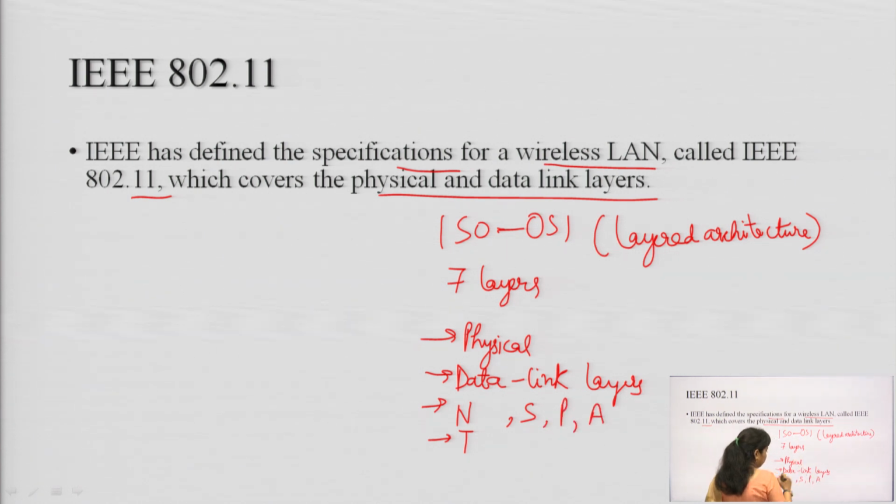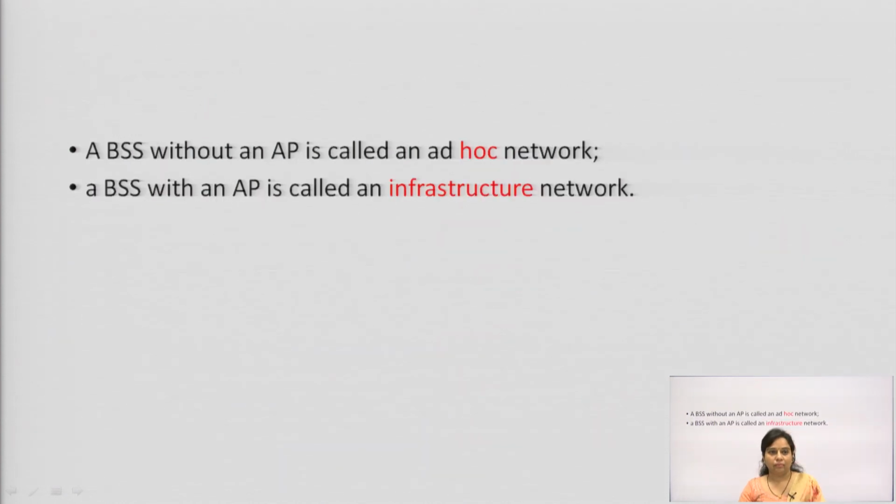So, these are the 7 layers described by the ISO OSI model, and after this OSI model, these 7 layers are reduced to 5 layers in case of the TCP IP protocol. That is the transmission control protocol, internet protocol, which reduces the number of layers required for the purpose of transmission. So, here this IEEE 802.11 standard will cover the physical and the data link layer.